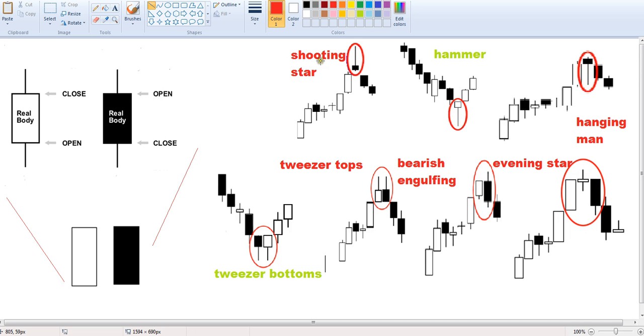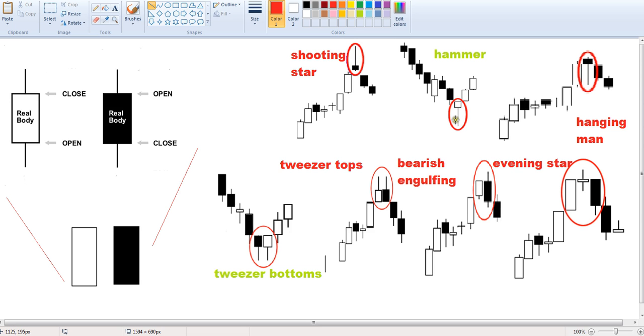These single ones are great, but I wouldn't say they're as reliable as the tweezer tops and bottoms or the railroad tracks or the evening and morning star. But a shooting star by itself is pretty good, because what does it say? It says that price went up, and then got rejected and closed lower than it started. You have this tiny little zone between open and close, and price went back down.